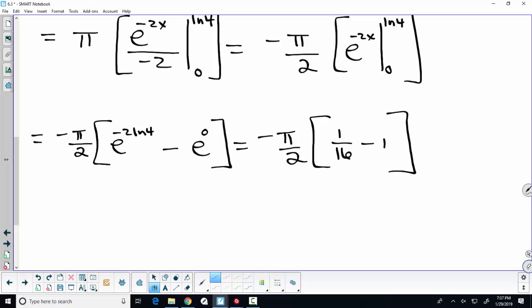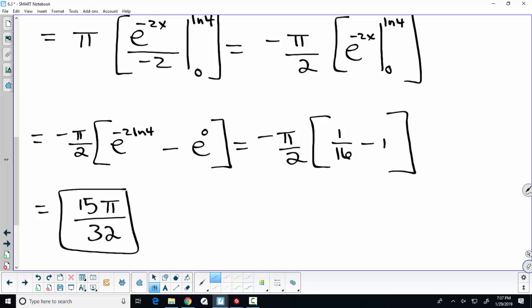All right, so there we go. 1/16 minus 1. So we have 1/16 minus 16/16, negative 15/16 times the negative pi over 2. We have 15 pi over 32.